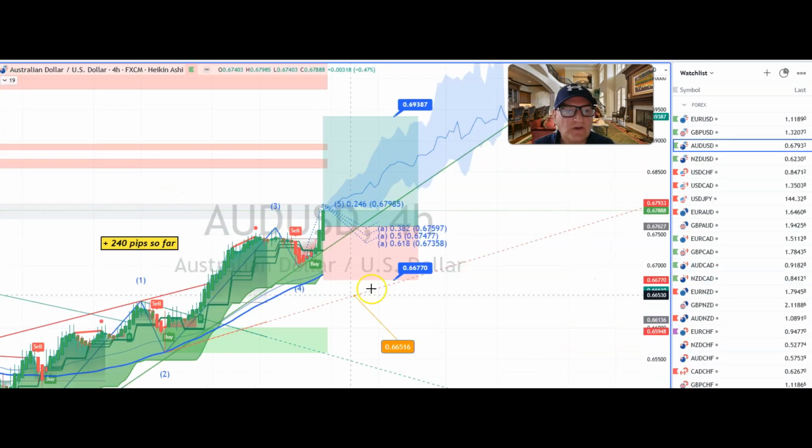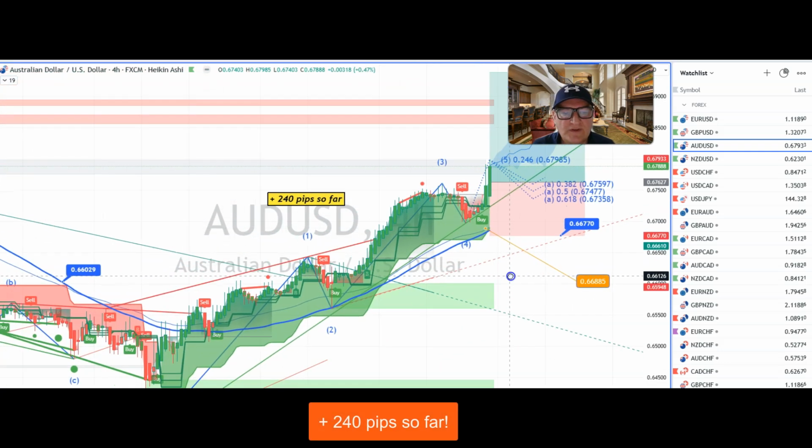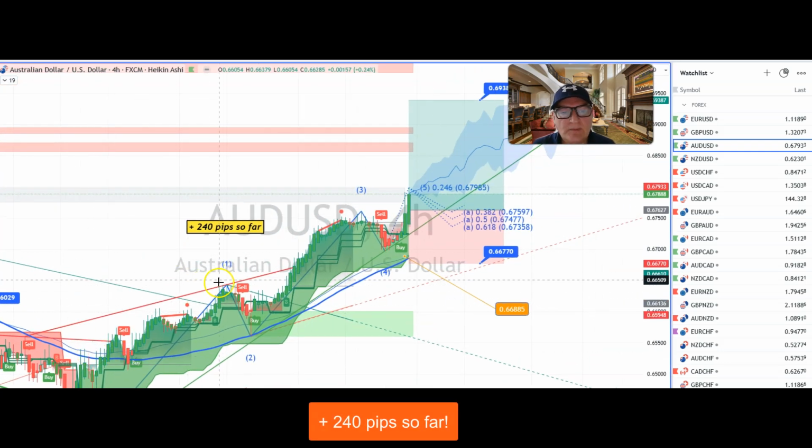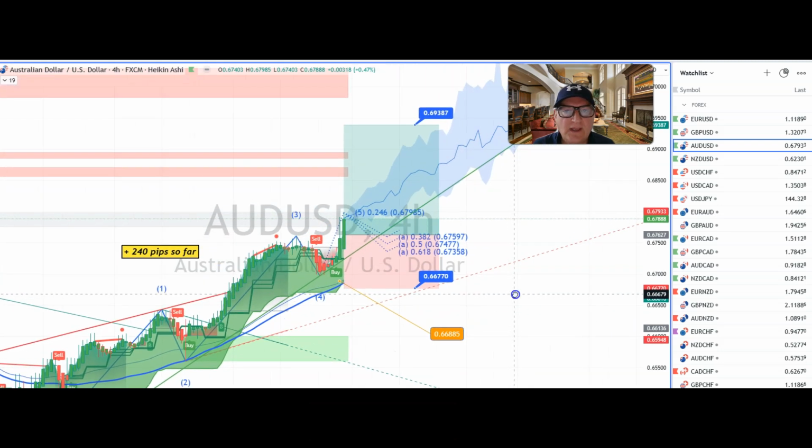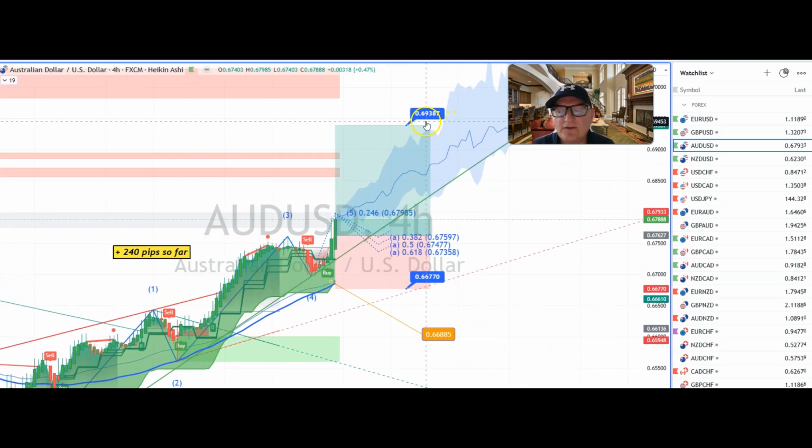VIP members on the Aussie USD, you can now move your stop to 66.88 to lock it in. More profits along the way. 240 pips so far on the breaker structure, heading for 69.38 this week.